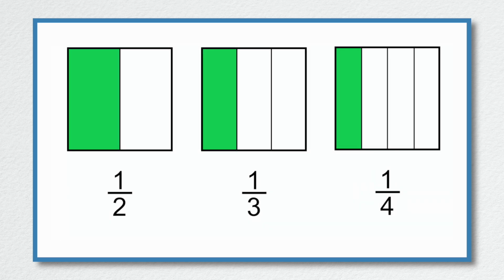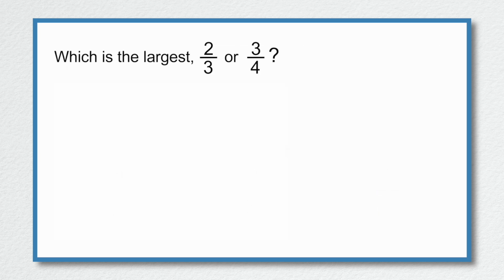Now, when you were introduced to fractions, you probably got to draw different fractions, and you could see or compare the size of fractions by shading in shapes, as shown here. We can see that a half is bigger than a third, is bigger than a quarter, because the area that is being shaded is larger. But what about these two fractions? Which is the largest, 2/3 or 3/4?